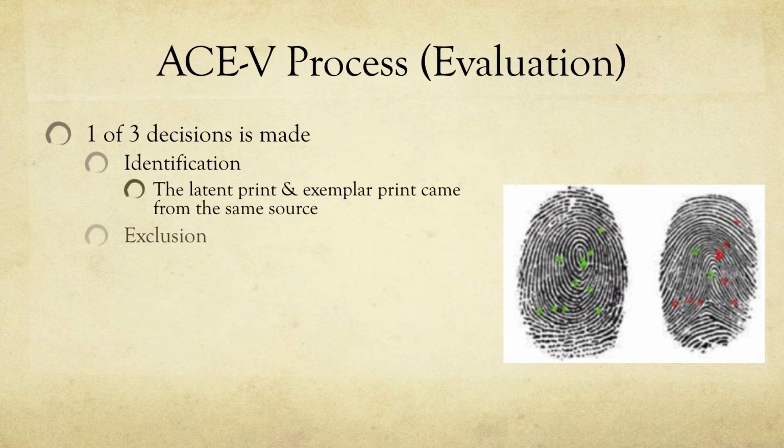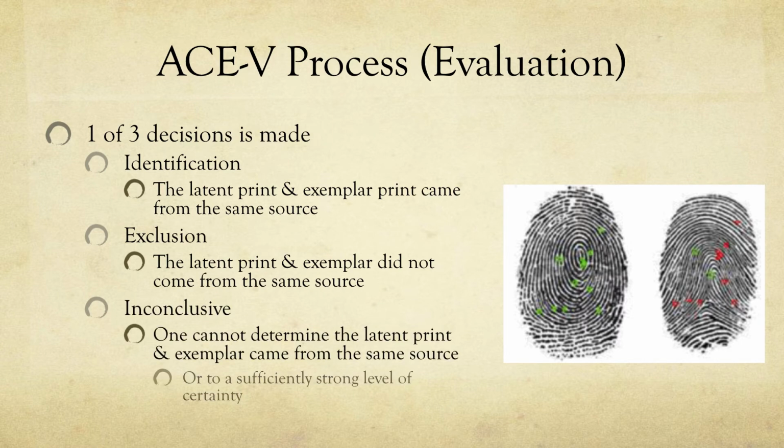Once the comparison process is over, evaluation takes place, and one of three decisions is made. Is it an identification? Is the latent print and the exemplar print from the same source? Or is it excluded? Is the latent print and the exemplar print not from the same source or doesn't match? Or is it inconclusive? Inconclusive is one can't determine the latent print and the exemplar print coming from the same source. There isn't sufficiently strong a level of certainty to identify this print.